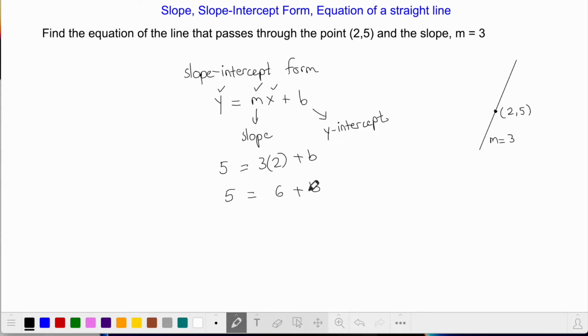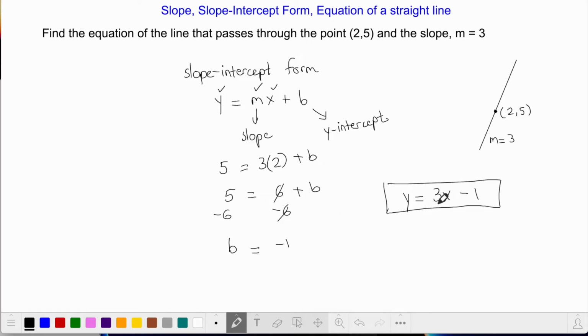To find the value of b, we will be subtracting 6 from both sides, and b is equal to negative 1. So we know the value of b, and we know the value of m. So we can write the equation of the straight line: y = 3x - 1. That's the equation of the line that passes through (2, 5).